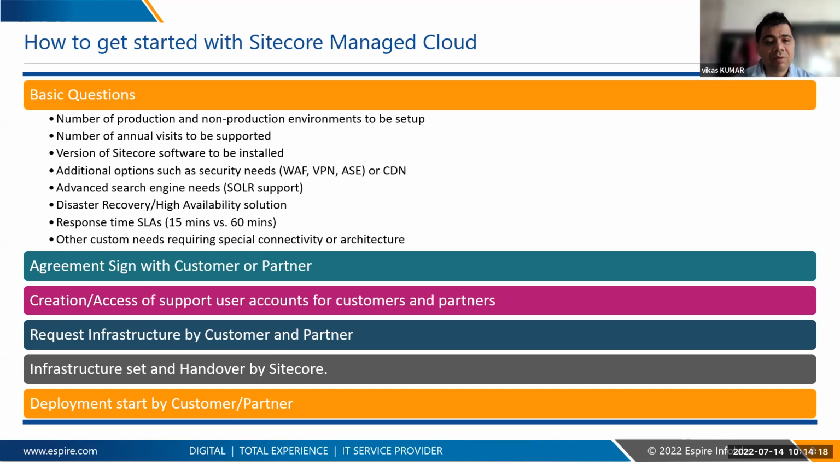Then Sitecore creates the accounts for us to raise the tickets and the information. Then we request for infrastructure creation. The agreement doesn't create the instance for you. You need to request all the different instances. Let's say you want two production, one non-production. So you will start with the non-production environment and then request the other environments one by one.